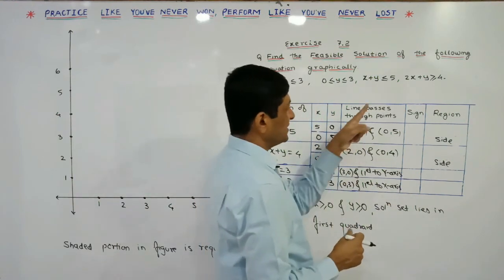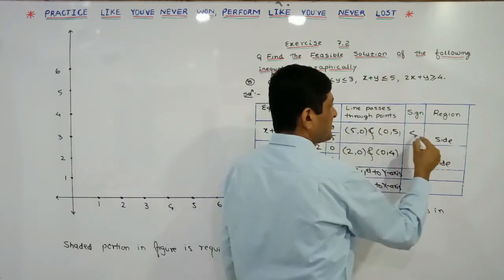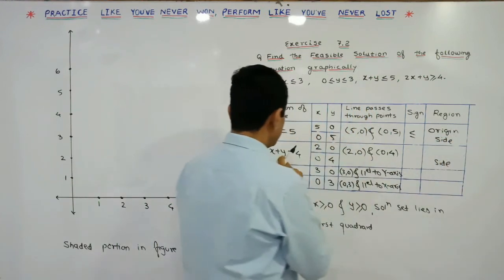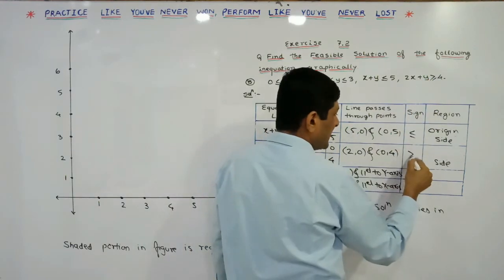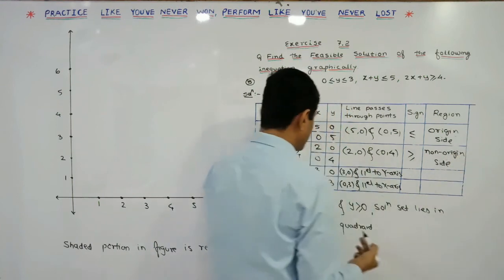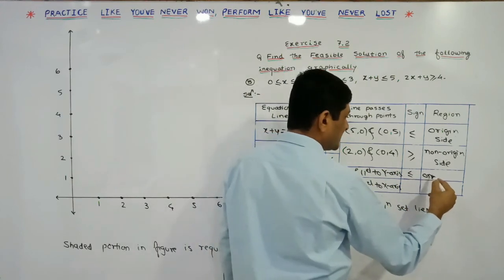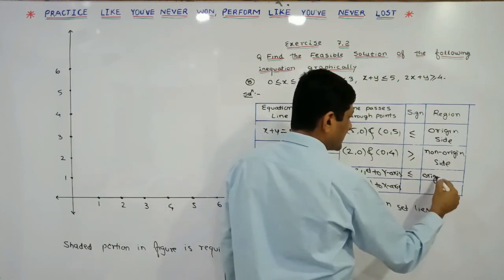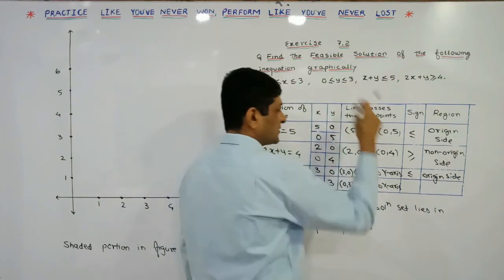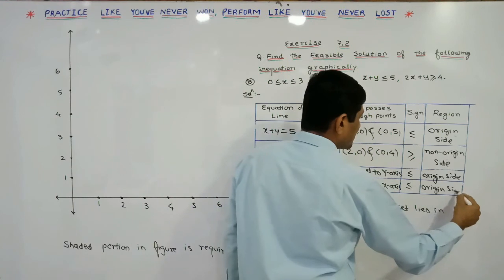In the first equation, for the line x plus y is equal to 5, which inequality appears? Less than, which means the origin side part will be the solution set. For the second constraint, greater than or equal to is there, so we can say that the non-origin side part will be our solution set. In the third, less than or equal to appears, so the origin side part will be our solution set. And for the next constraint also, less than or equal to is there, so the origin side part will be our solution set.